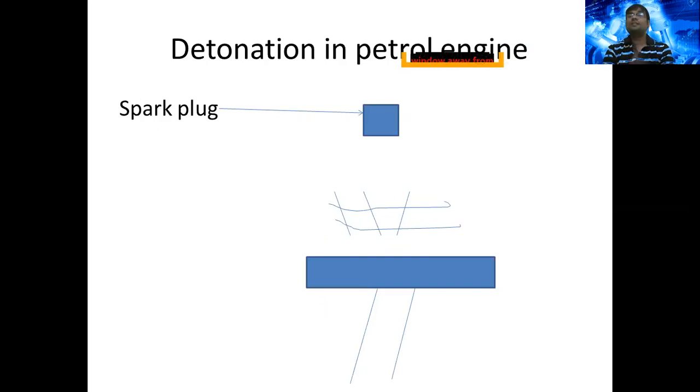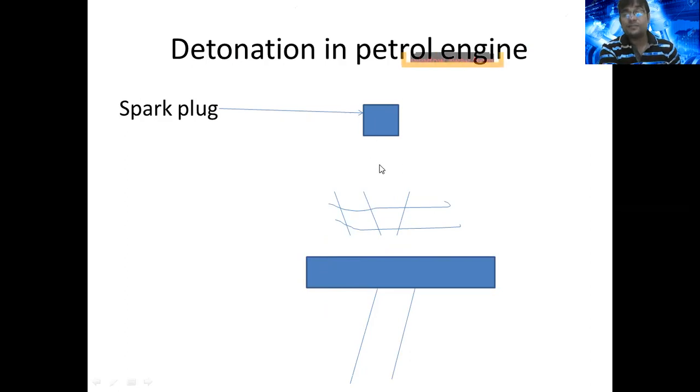Okay. Then detonation in petrol engine. How does detonation take place in a petrol engine? As I can show you, detonation in a petrol engine takes place like this. Suppose in a petrol engine, what is there? Spark plug. A spark plug is there in a petrol engine. So this is the piston, and this is the spark plug.